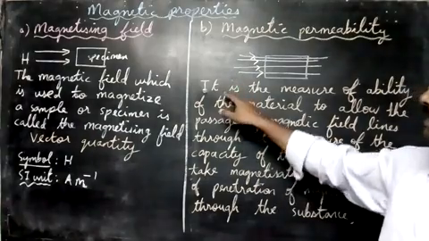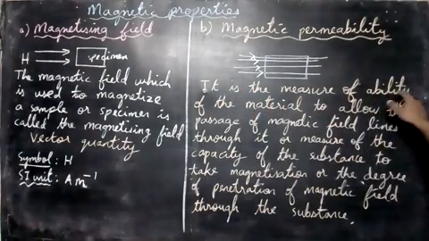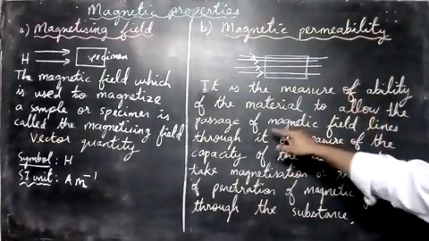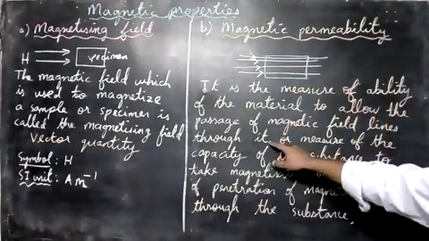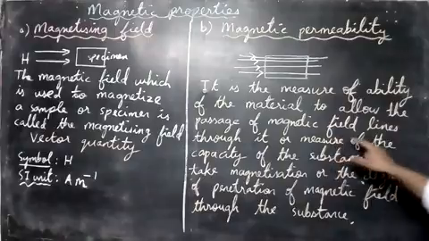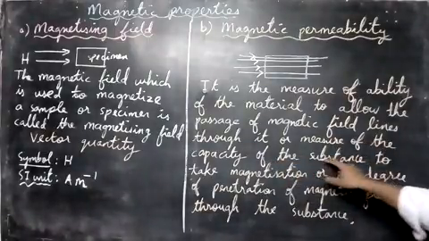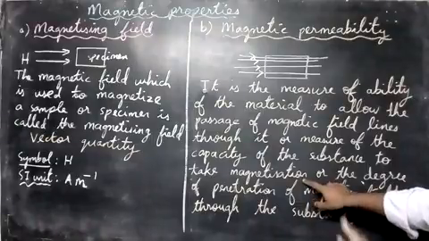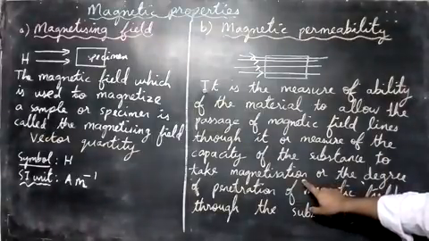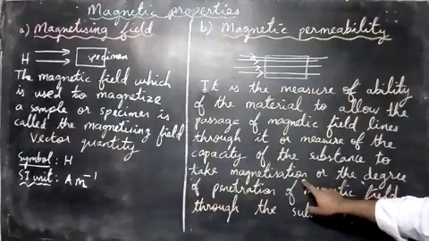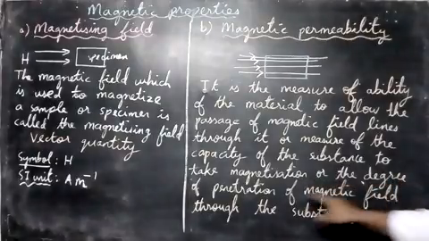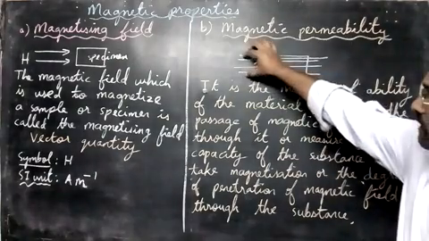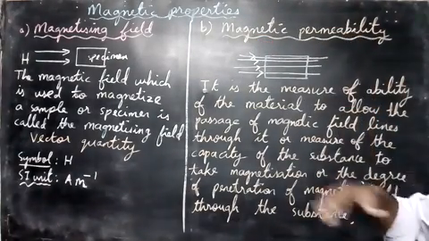So let's see the definition here. It is a measure of the ability of the material to allow the passage of the magnetic field lines through it, or a measure of the capacity of the substance to take magnetization. That means some materials allow to be magnetized more easily. Or the degree of penetration of the magnetic field through the substance. How the magnetic field goes into the substance, that is called magnetic permeability.